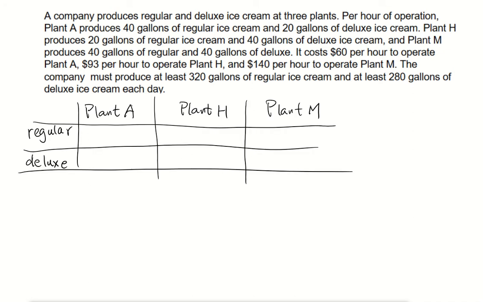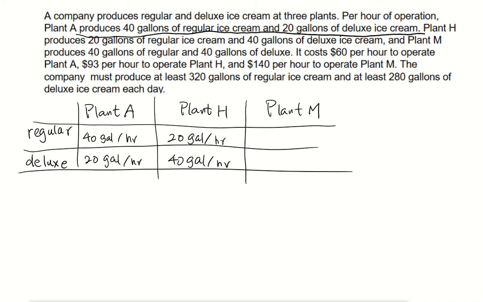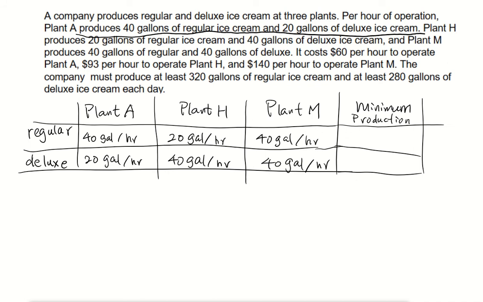What's given to us is plant A produces 40 gallons of regular ice cream and 20 gallons of deluxe ice cream per hour. Plant H is 20 gallons per hour for regular ice cream and 40 gallons per hour for the deluxe ice cream. We can find the corresponding information for plant M. What's also given to us is the minimum production for the regular ice cream is 320 gallons, and the minimum production for deluxe ice cream is 280 gallons.